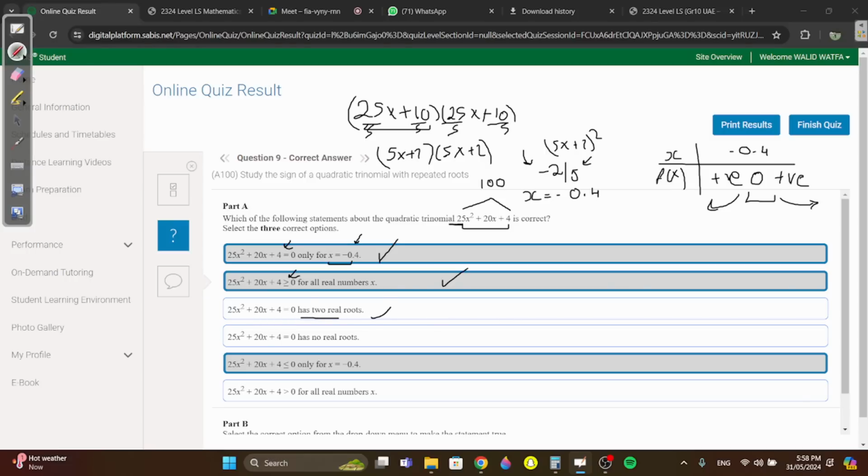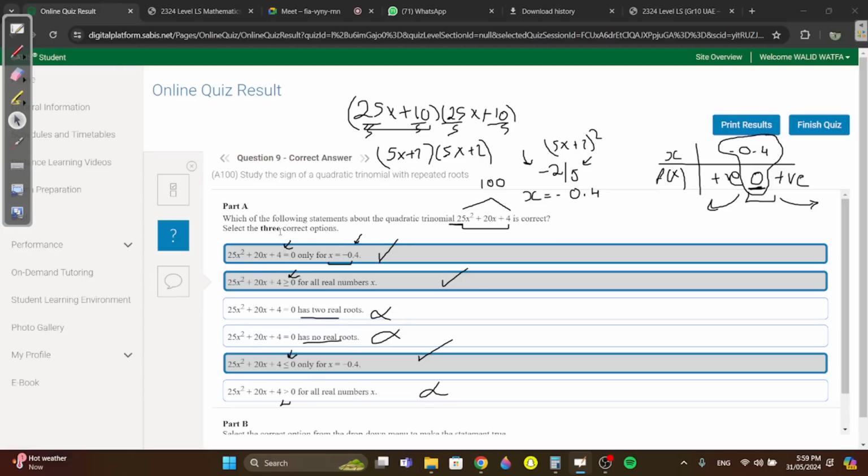Does it have two roots? No. Does it have no roots? No. When is it less than or equal to 0? Is it ever less than or equal to 0? Is it ever negative? It's never negative. But they said or equal to 0, so you have to also include this negative 0.4. So it's only equal to 0 at the negative 0.4. So that's one solution. And then it's greater than 0 for all real numbers x. That means it's always positive. Is it always positive here? No. It actually touches 0. So it's not always positive.